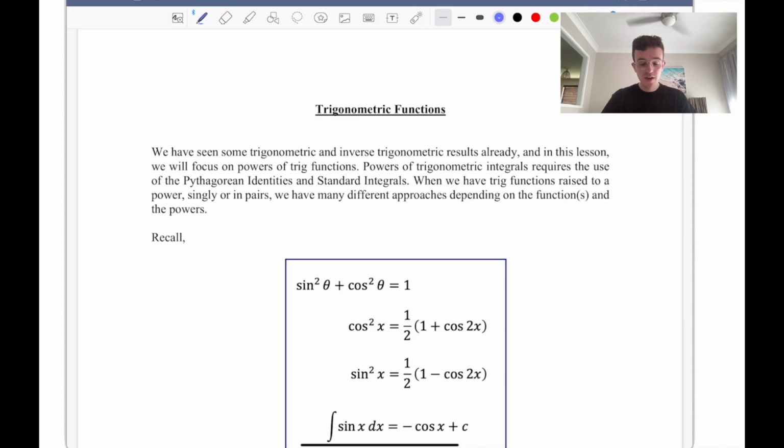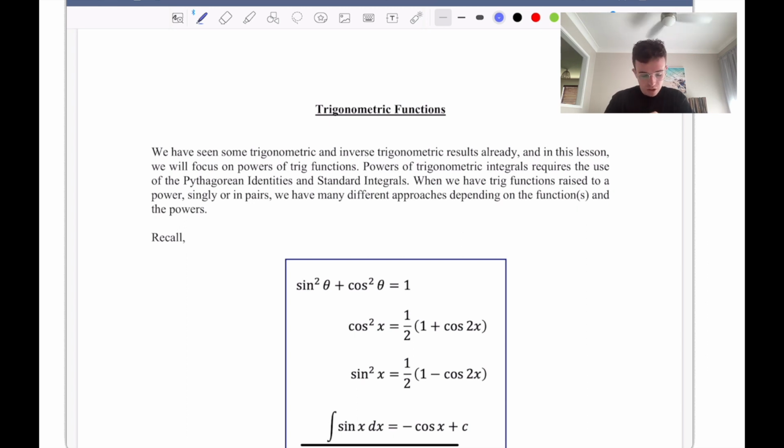Alright, hello. Today we're going to have a look at integrating using more complicated trigonometric functions. So we've seen some trigonometric and inverse trigonometric results already in integration. And in this lesson we're going to focus on powers of trig functions. Now, powers of trigonometric integrals requires the use of Pythagorean identities, most importantly sine squared x plus cos squared x equals 1, and also standard integrals.